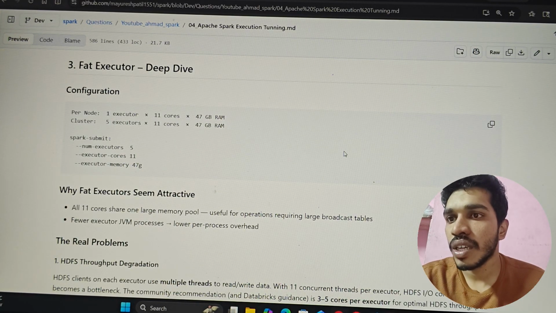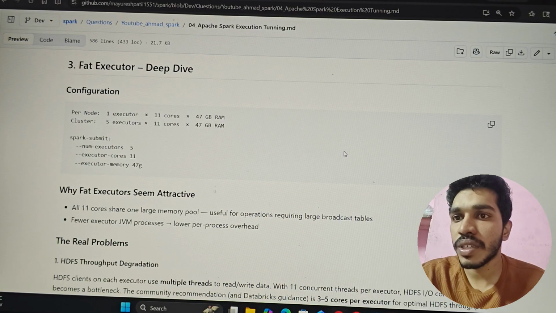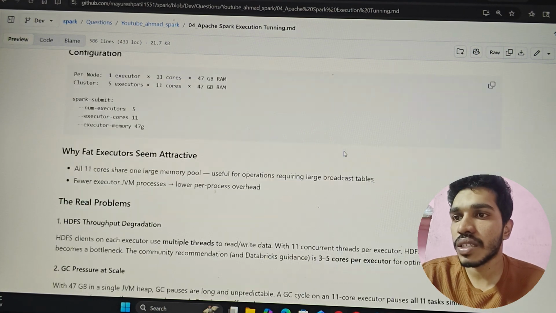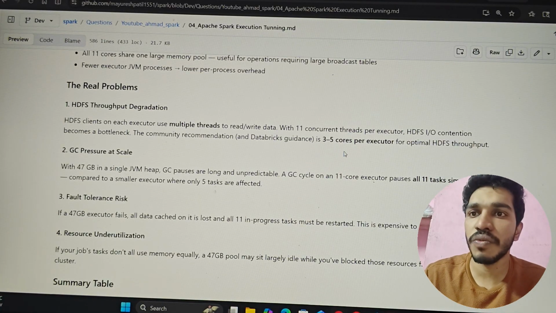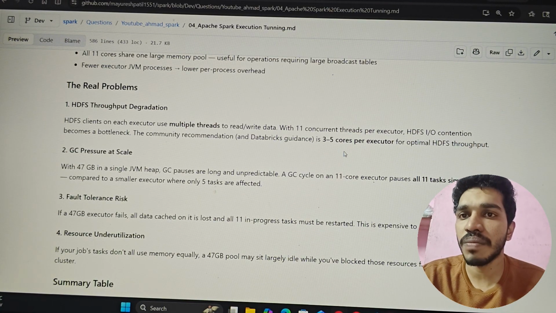Why do fat executors seem attractive? Because all 11 cores share one large memory pool, which is useful for operations that require large broadcast tables. There are fewer executor JVM processes, so lower per-process overhead. The real problem is HDFS throughput degradation: the HDFS client on each executor uses multiple threads to read and write data. With 11 concurrent threads per executor, HDFS IO concentration becomes a bottleneck.